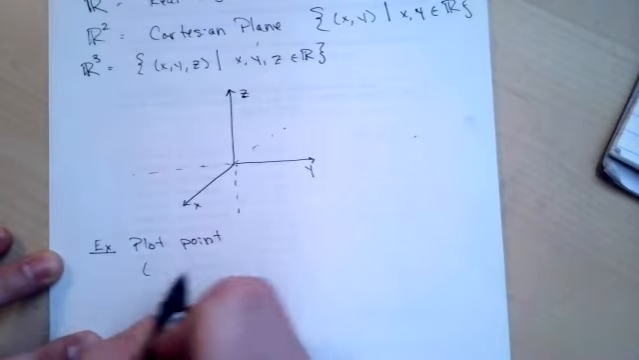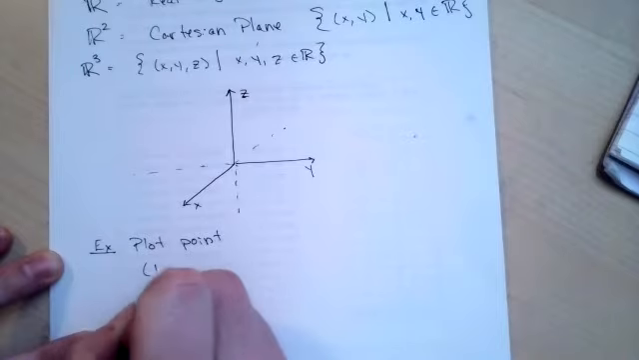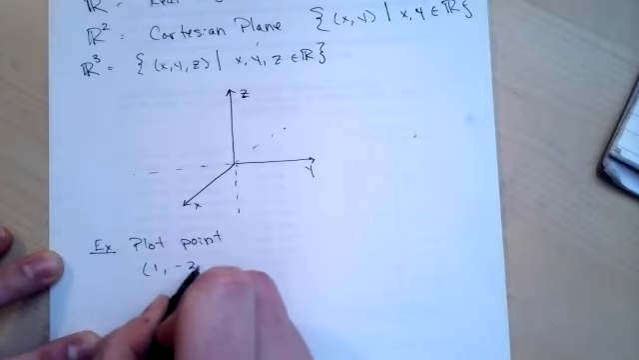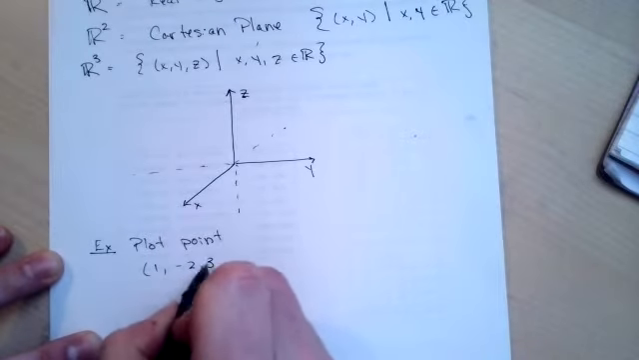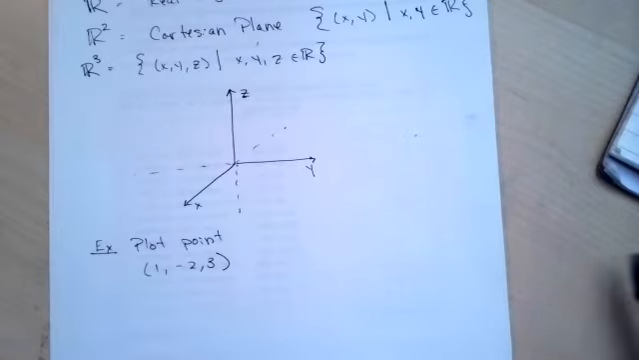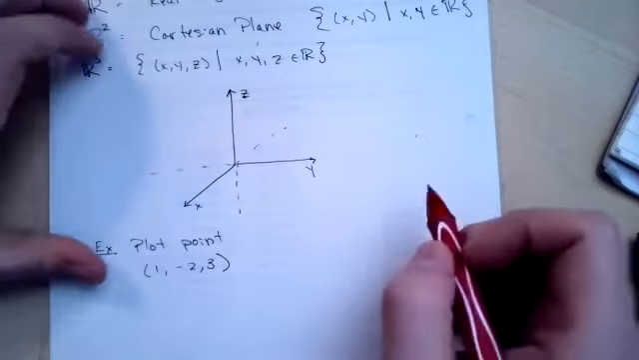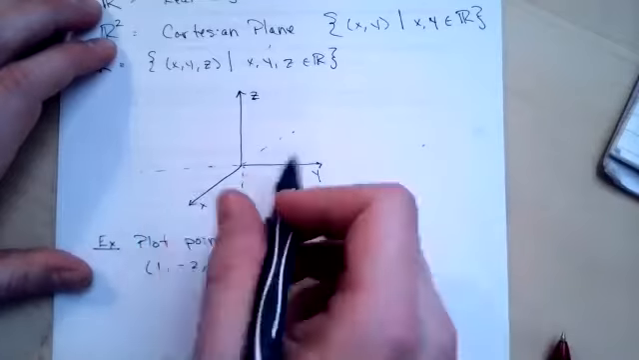Let's pick a point, and let's say (1, -2, 3). So how do we plot a point? Well, we want to draw our tick marks.